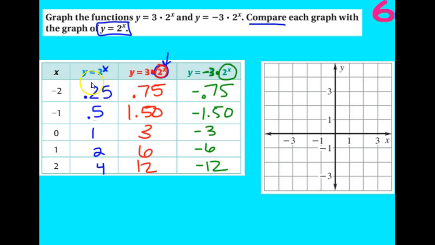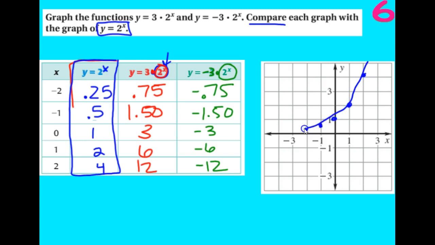So first, let's graph this one. I'm going to graph this one in blue. So I'm going to start with 0 up 1, 1 to the right up 2. At 2, we're at 4. At -1, we're at 0.5 in the middle. And then at -2, we're at 0.25. So I'm going to draw my line through there. This is not a very good curve, but do your best.